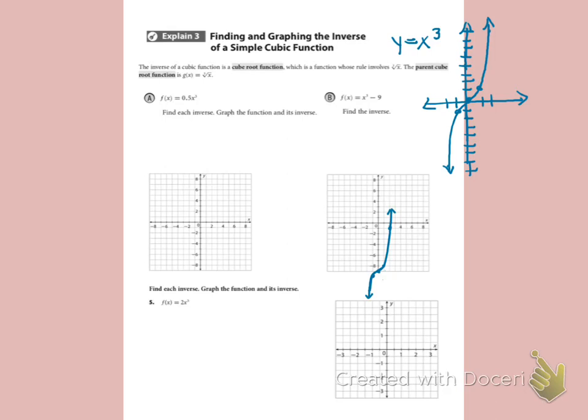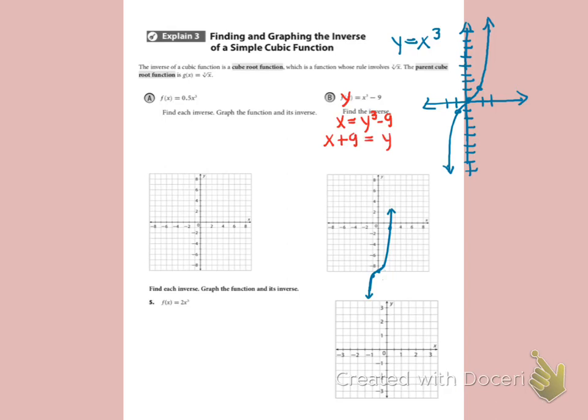Because you can cube root anything, positives, negatives, and whatever. And so if we wanted to now write the inverse of this, just like we did with the quadratics, we could replace f of x with y. So now we're going to switch x and y so that we actually have x being equal to y cubed minus 9. And so then to solve, I'm going to get the y cubed by itself by adding 9, so that's x plus 9 equals y cubed.